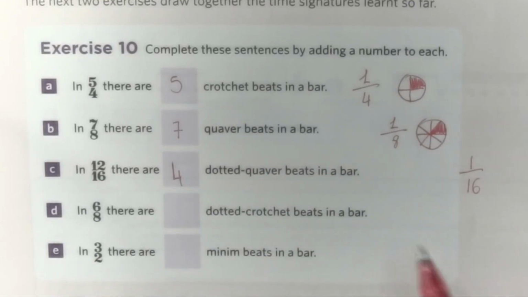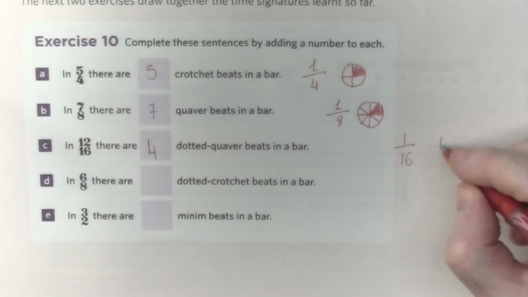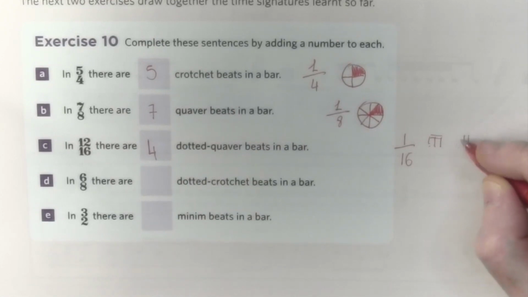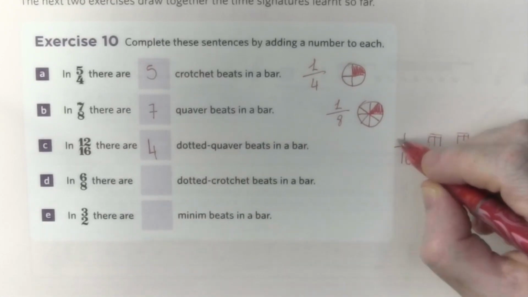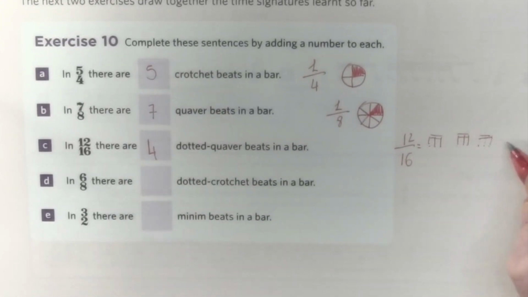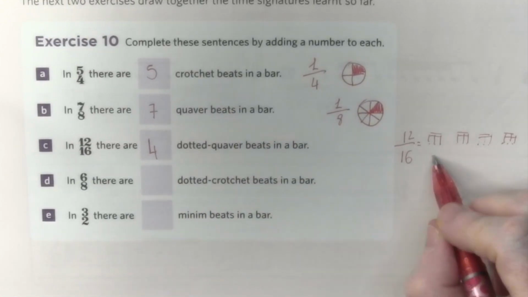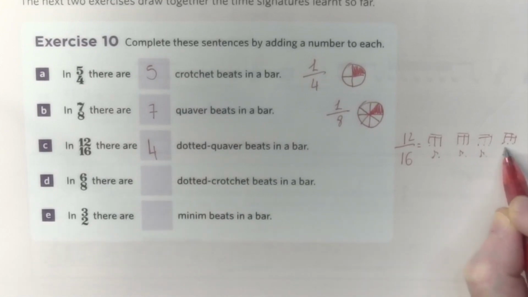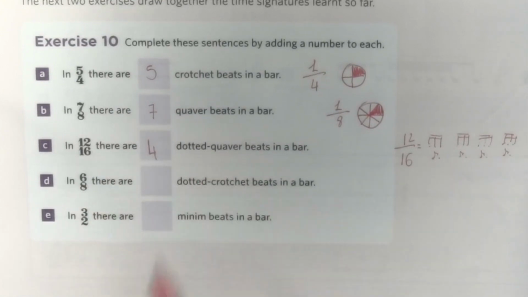So 1/16, it's divided in, that's 12/16 is this. Okay, and each of them is a dotted quaver. So 4.